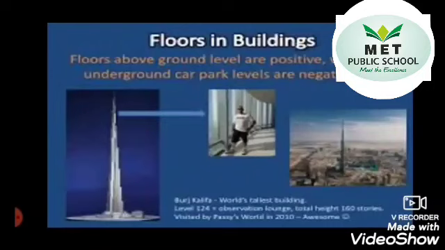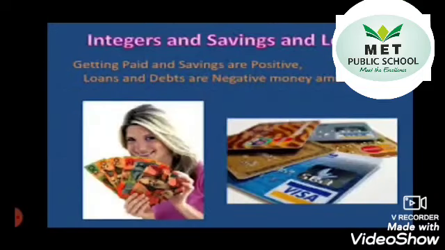Floors of a building. The floors above ground level are considered to be positive, while the underground car parking levels are negative. Integers are also used in savings and loans. Getting paid and savings are positive. Loans and debts are negative money amounts.